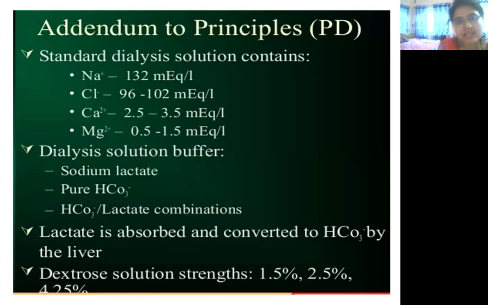Generally, the dialysis solution contains sodium chloride, sodium, fluorine, calcium, and magnesium. These are in equivalent quantity. And the dialysis solution buffer contains sodium lactate, pure bicarbonate solution, and a lactate bicarbonate combination. Generally, lactate is absorbed and converted to bicarbonate by the liver. Also, we can use the dextrose solution in various strengths, 1.5%, 2.5%, 4.25%.